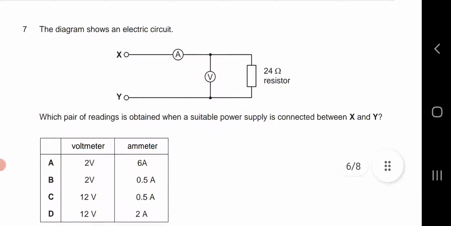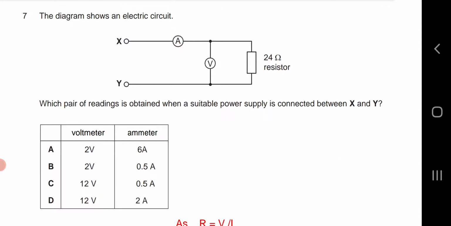Question number 7. The diagram shows an electric circuit. Which pair of readings is obtained when a suitable power supply is connected between X and Y? It is a 24 ohm resistor, and for all the options like A, B, C and D, you calculate the resistance.